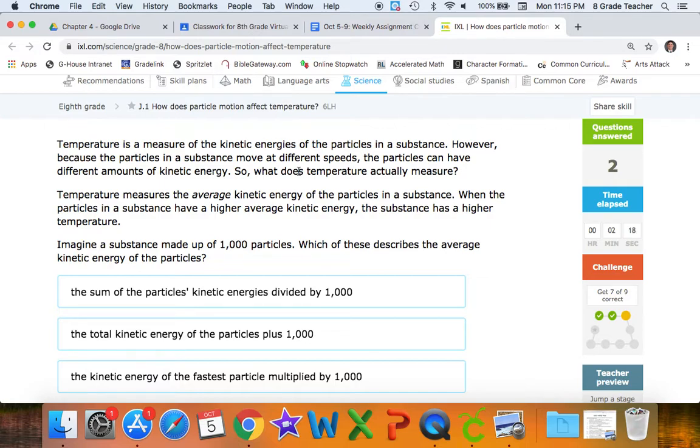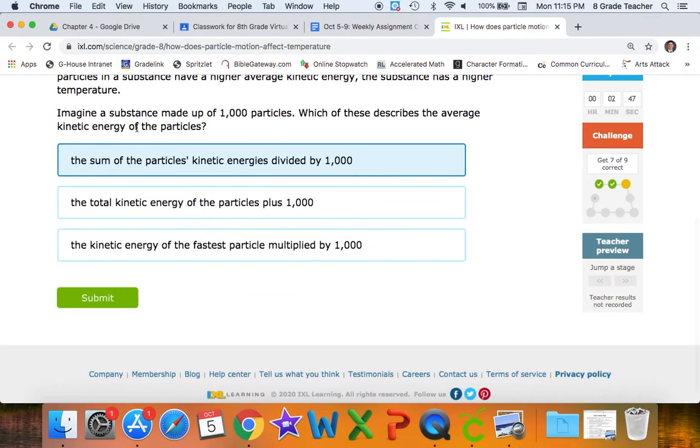If you know how to calculate average from your mathematics skills, you know that you take the number of items that you're measuring, add them up, and then divide by however many items you had. Well, let's take a look at which of these statements has that same type of mathematical relationship. Sum of the particles' kinetic energy divided by 1,000, the total kinetic energy of the particles plus 1,000, kinetic energy of the fastest particles multiplied by 1,000. Here you have the sum, meaning you're adding up all those kinetic energies and then dividing by that number. That's how you calculate average. Add up the total and divide by the number that you had as you're adding up.